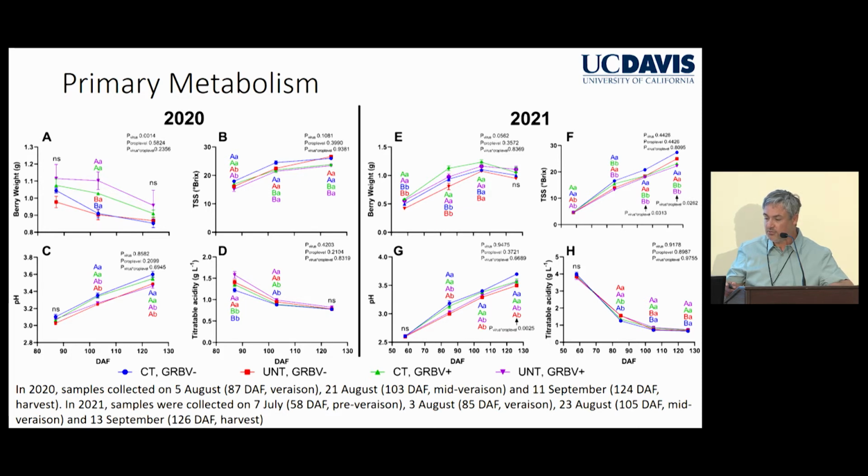And then to sugars reported in 2020 under the B, we've seen the Brix level was significantly impacted by virus status.